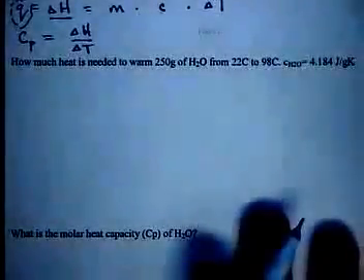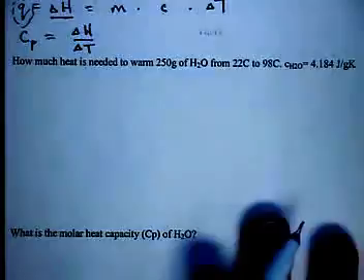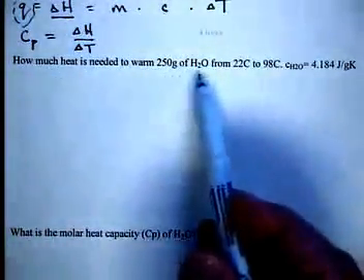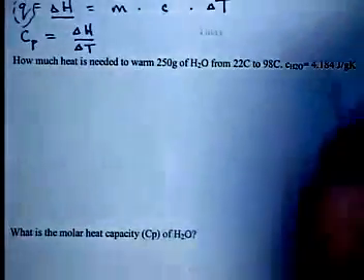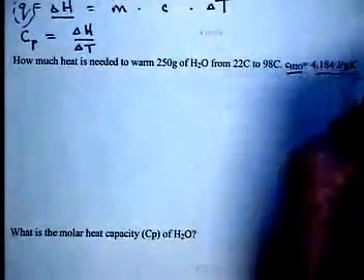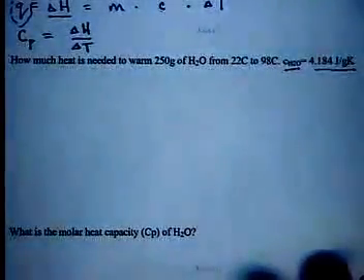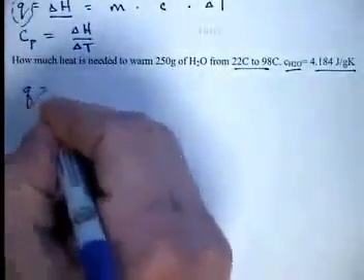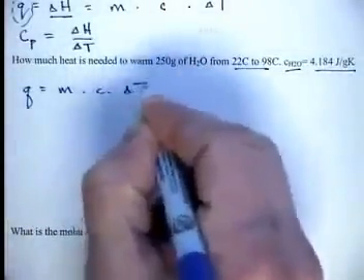Our first problem to solve using these equations is how much heat is needed to warm 250 grams of water from 22 degrees Celsius to 98 degrees Celsius. And it gives us the specific heat of water as 4.184 joules per gram Kelvin. Since the temperature is changing, we'll use the temperature change equation. Q is equal to mass times specific heat times change in temperature.